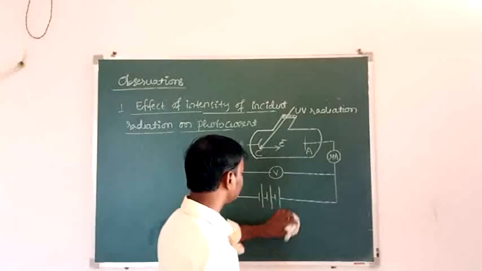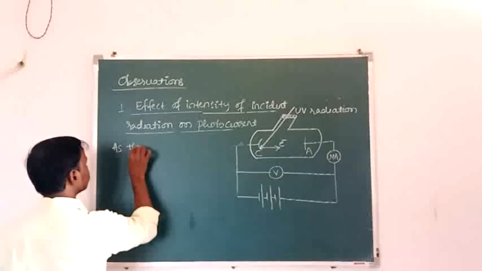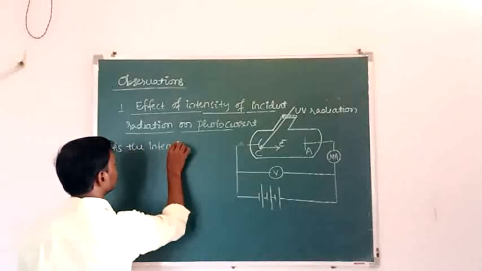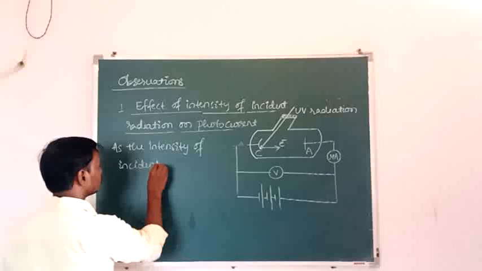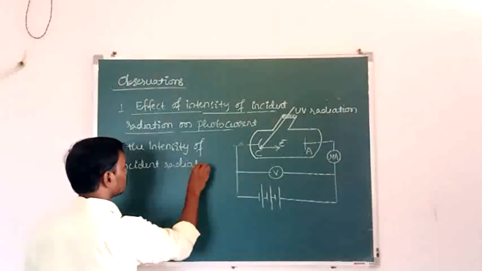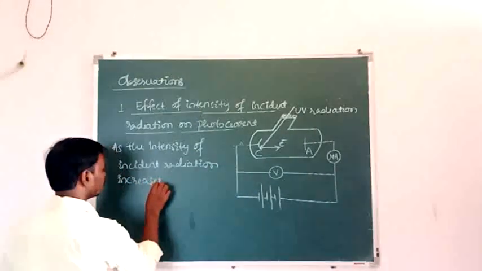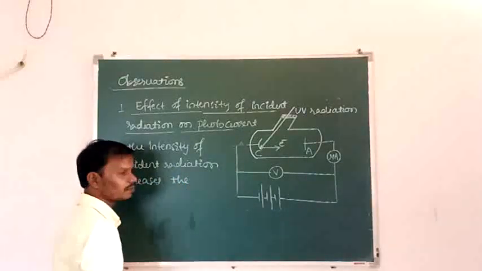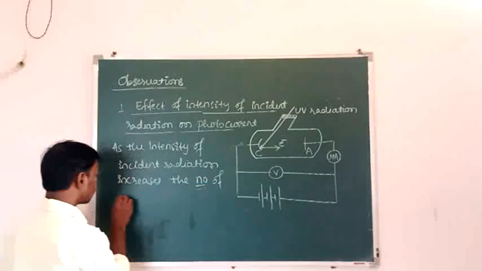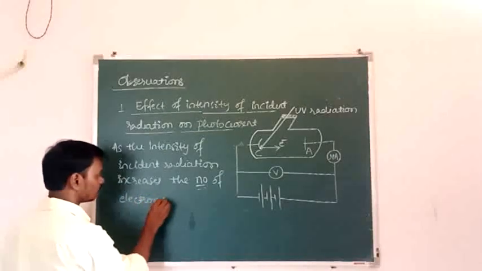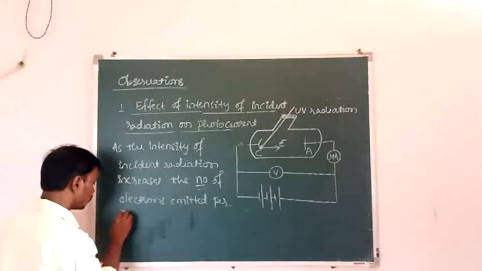As the intensity of incident radiation increases, the number of electrons emitted per second also increases.